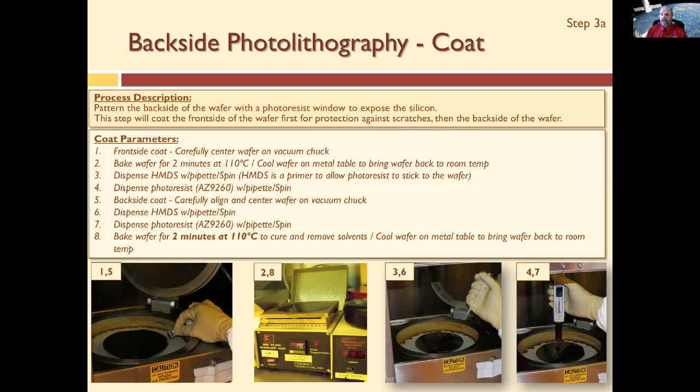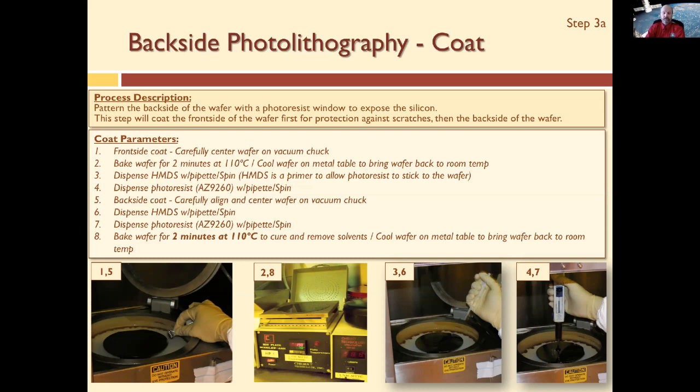Okay, so now we've got to make a pattern on the back side of the wafer, because we're going to make our chambers. If you remember that first slide where we showed the cross section, we've got to make holes in the back of the wafer so we can etch out the chambers. To do that, we've got to coat the wafer with photoresist, but we also want to coat the front side of the wafer with photoresist to protect it. So this is a double process.